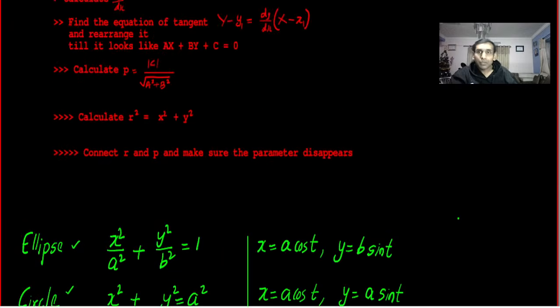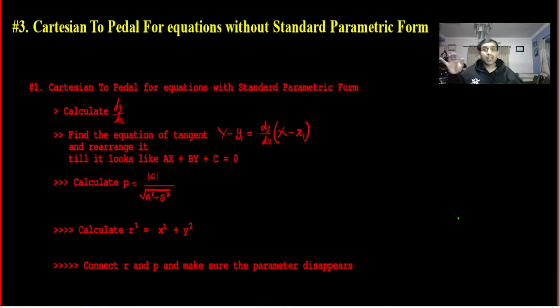Okay, now let's go through the method once more. In the last video, we discussed very clearly what to do. So you're given a Cartesian equation. So what you do is you consider a random point or an arbitrary point x comma y on the curve. First thing to do, find dy by dx so that we can write the equation of the tangent.